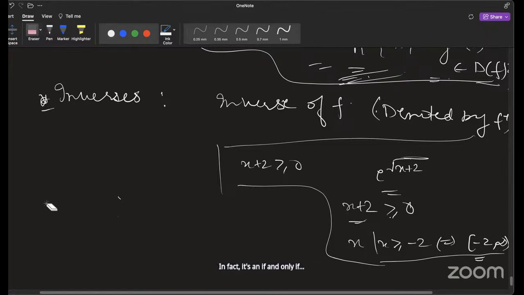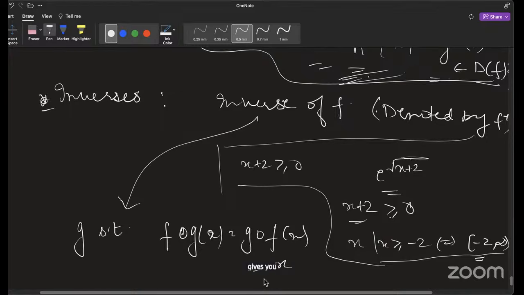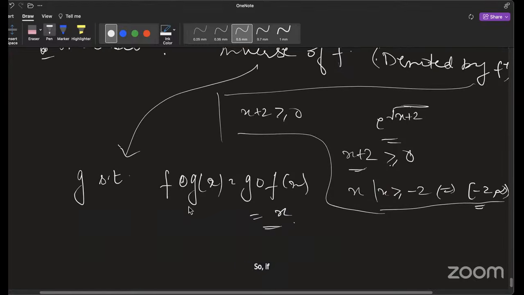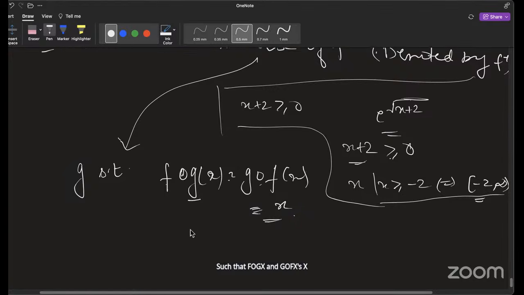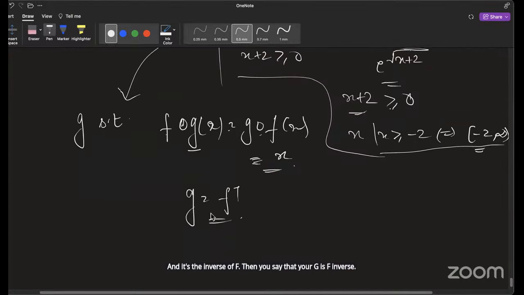Let's just define inverse first. What is the inverse of f? It's denoted by f inverse. It's a function g such that f composed with g and g composed with f gives you just x. So if there is a function g such that f o g of x and g o f of x is x, then it's the inverse of f. Then you say that your g is f inverse. This is the notation for inverse of f.